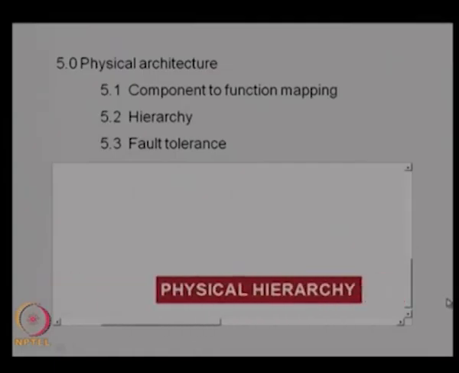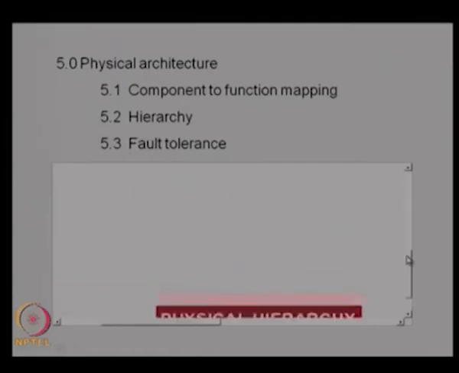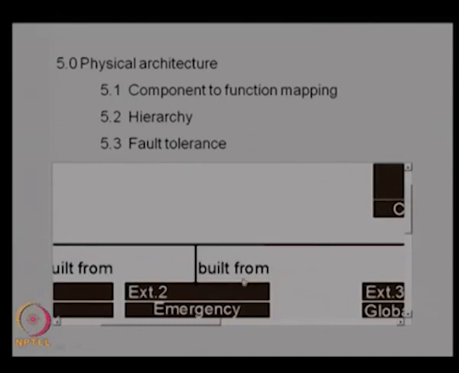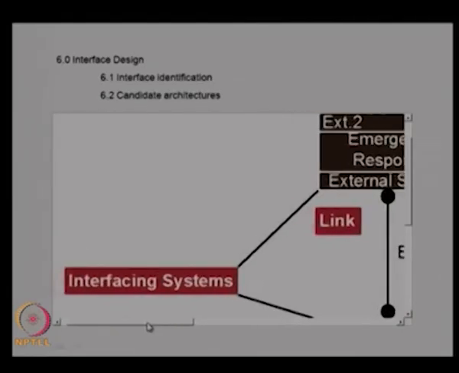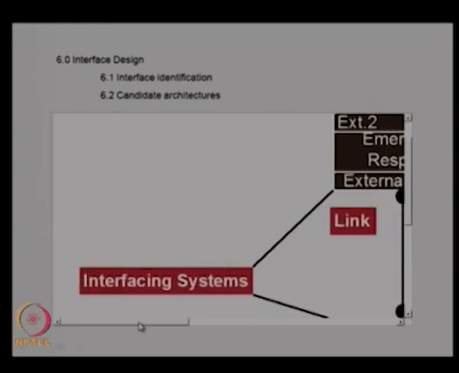So, like this you can decompose these functions into sub functions, sorry, these components. We can identify the sub assemblies and components which make up the physical architecture of the system. Here we do a component to function mapping, the hierarchy of the components, and then we incorporate the fault tolerance components also. The final one is the interface design. So, we go for the interfacing systems.